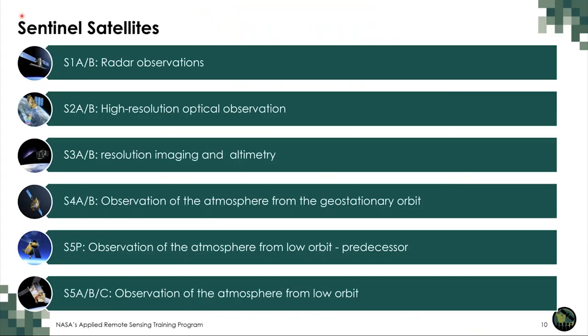So in the Copernicus space component, we have a series of satellites. Each satellite group has at least a pair of satellites, like Sentinel-1 A and B, which is for radar observations, Sentinel-2 A and B for high resolution optical observation, Sentinel-3 A and B for medium resolution imaging and altimetry, Sentinel-4 A and B for the observation of the atmosphere from geostationary orbit, Sentinel-5 and the precursor satellite for the observation of the atmosphere from low orbit.